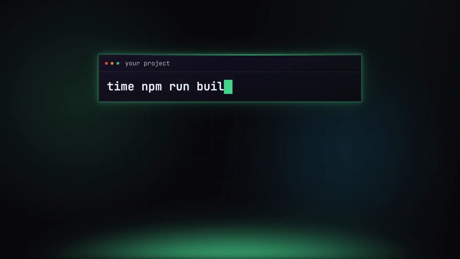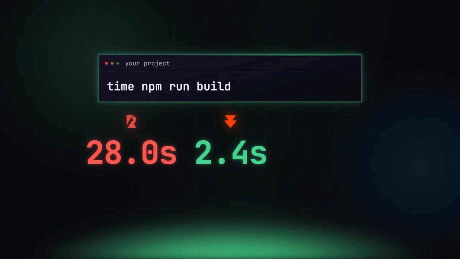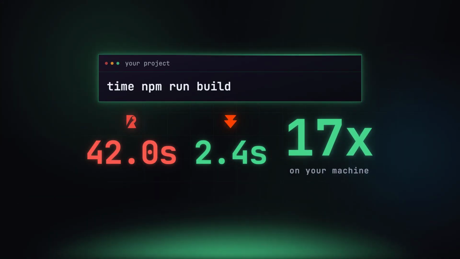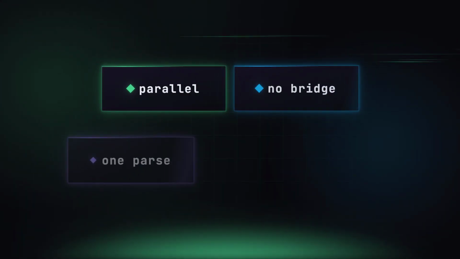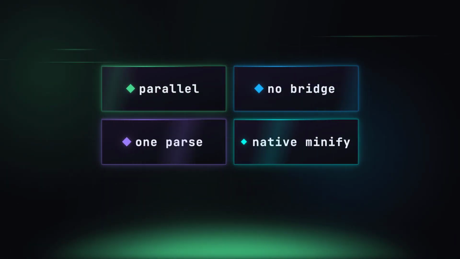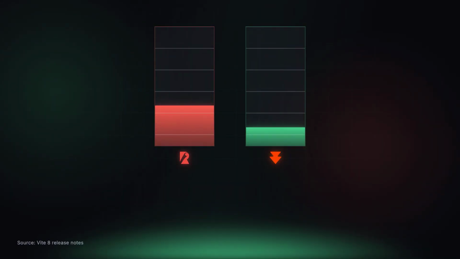So time your own build before and after. It takes a minute, and it is the only number that describes your project. Parallel work, fewer trips into JavaScript, one parse, and native minifying. That is the trick. Cold production builds are where it shows most.